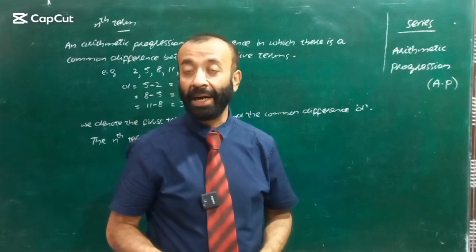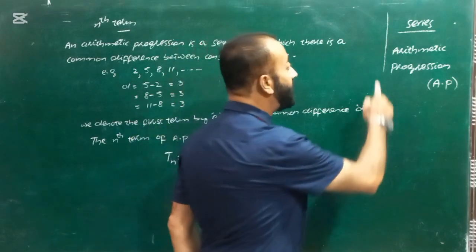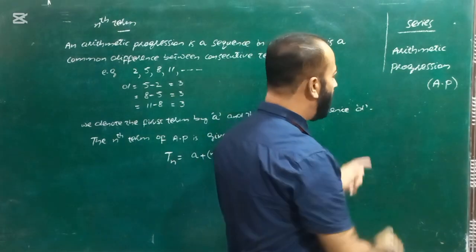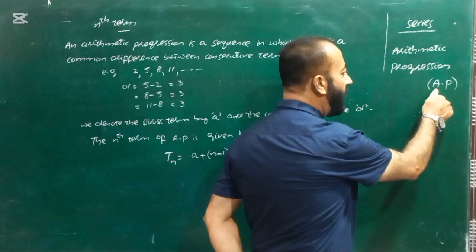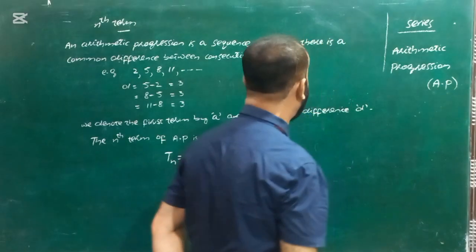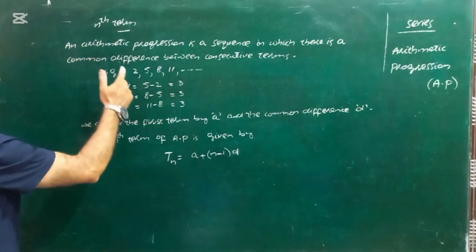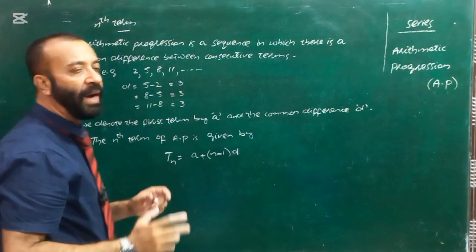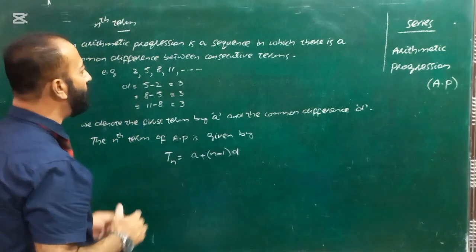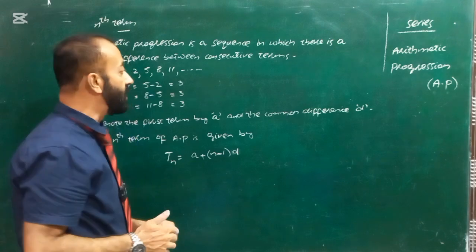Good morning, students. Our today's topic in the subject of Pure Mathematics 1, in the topic of series, is arithmetic progression. Arithmetic progression is represented by AP. A stands for arithmetic, P stands for progression. So concentrate now on the nth term. We are going to find the formula for the nth term. But first we have to understand what is meant by arithmetic progression or arithmetic series.